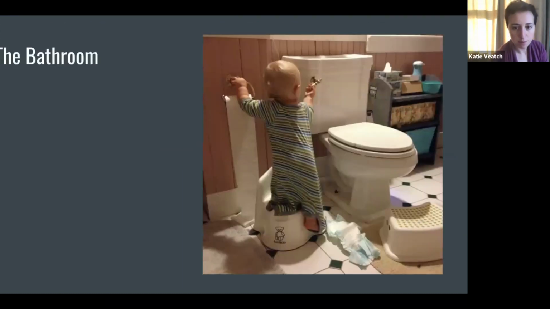Okay, the bathroom. Toddlers, they're the best. This was the first moment I realized I had a toddler. I was so excited. They refused to put their diaper on. They climbed in the potty, they unrolled the toilet paper, and they flushed the toilet. And I jumped for joy. I was so excited. I love the mischievous toddlers.